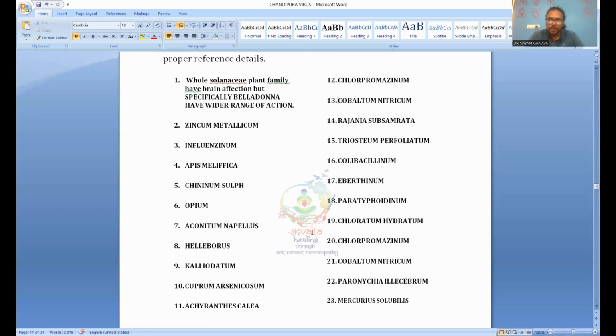Kali iodatum, Cuprum, Cuprum arsenicosum, Acanthis scalia, Chlorpromazinum. It is made from an allopathic drug, I think, so it is a synthetic medicine. Cobaltum nitricum, Rajania subsamarata, then Trifolium perfoliatum, Coli bacillinum, Eberthinum, Paratyphoidinum, Chloralum hydratum, then Paronychia illecebrum, and Moxon.